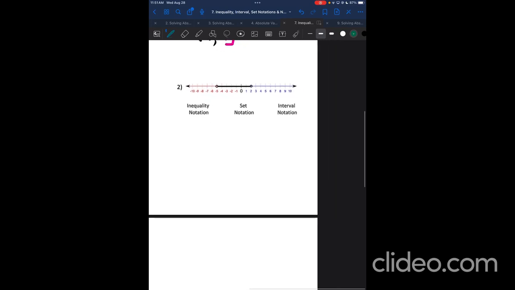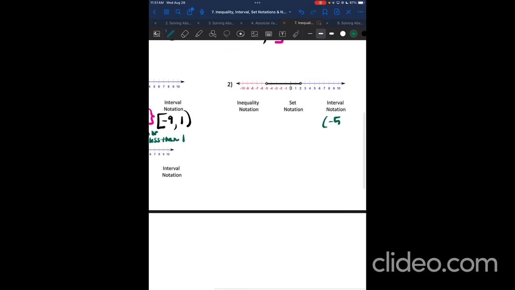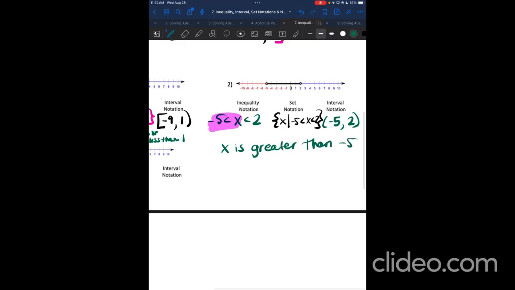Okay, number 2. On the left we have -5 with a parenthesis, 2 with a parenthesis. Then this one doesn't need equal signs because they're both open. And then the way you read this one, so again, start with this side. This one says x is greater than -5. And then this side says x is less than 2. Okay, and then number 3.